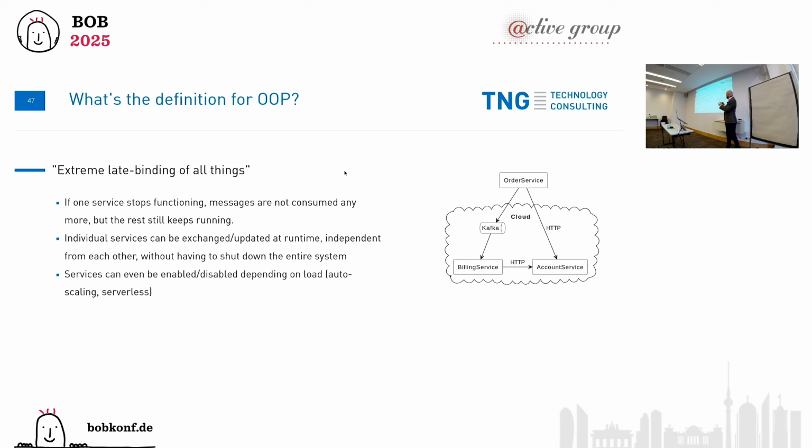But we can go even further than that. Late binding also allows us to scale services deliberately. For example, auto-scaling based on load, or even spin up services only when we actually need them, serverless. And with container orchestrators like Kubernetes or Docker Swarm, we can leave the late binding part entirely to the orchestrator.